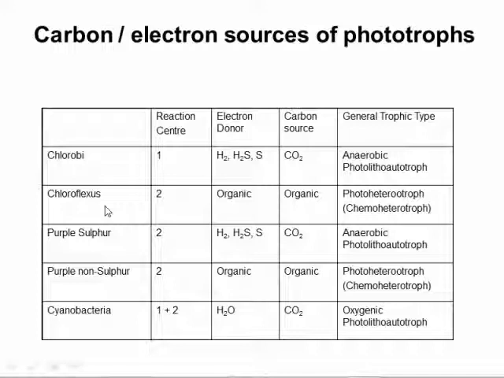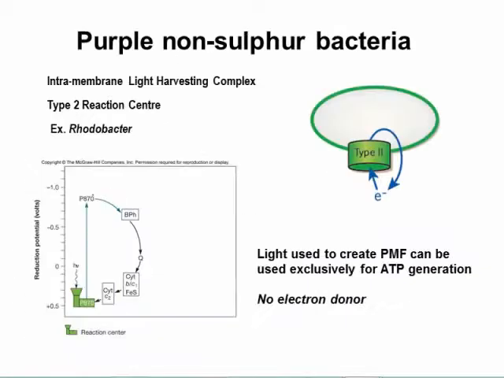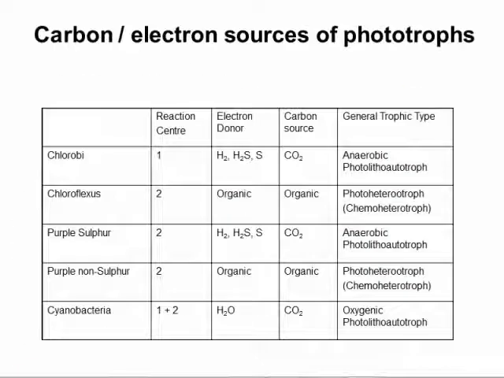Chloroflexus, green non-sulfur bacteria, they are photoheterotrophs. They use organic carbon. Purple sulfur bacteria, okay, is a bit like chlorobia, anaerobic photolithoautotrophs. Purple non-sulfur bacteria, so this is chromatium, I think, and these are rhodospirillum or rhodobacter. Is that what I said? Yeah, rhodobacter, purple non-sulfur bacteria, rhodobacter.